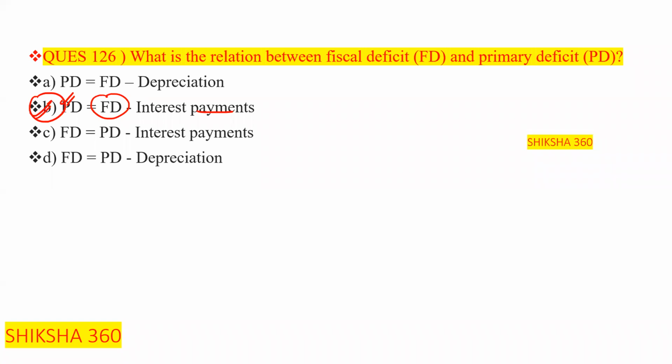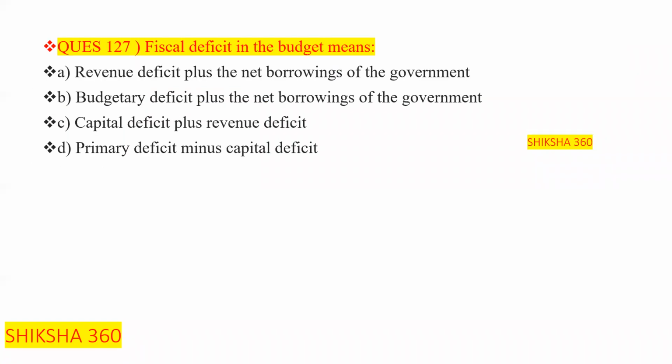Now move to the next question, 127. Fiscal deficit in the budget means what? The first option is revenue deficit plus the net borrowings of the government. Second is budgetary deficit plus the net borrowings of the government. Third is capital deficit plus revenue deficit. Fourth is primary deficit minus capital deficit. So fiscal deficit is budgetary deficit plus the net borrowings of the government.